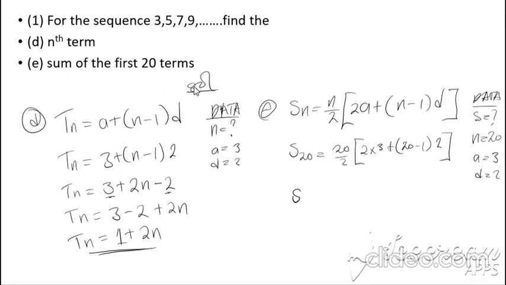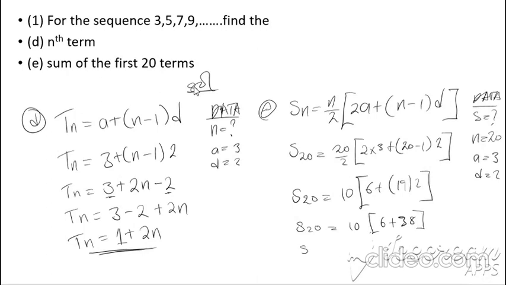And then here you divide, you're going to have 10, 2 divided by 10, that's 10 over, this times that, 3 times 2 times 3, that's 6, plus, what is 20 minus 1? That's 19, 2, like that. And then you're going to multiply, so here, like that, 10, 6 plus, what is 19 times 2, which is 38, like that. Then S20 is equal to 10.